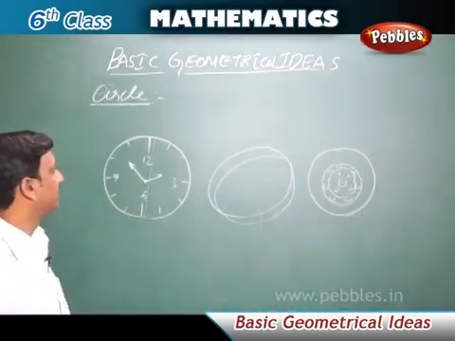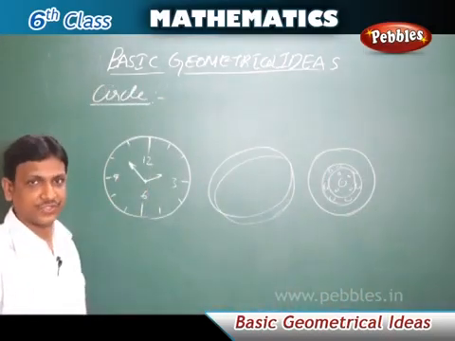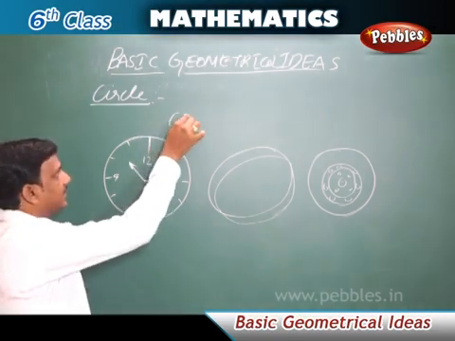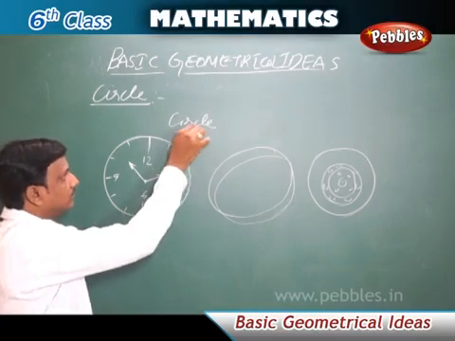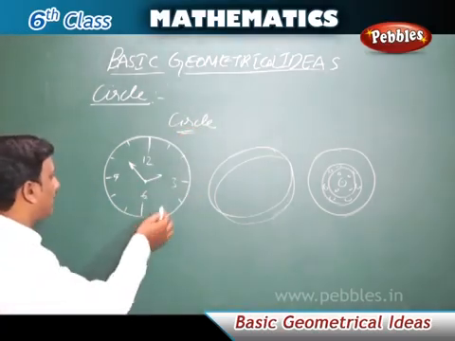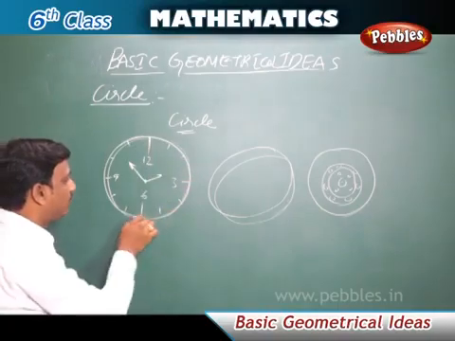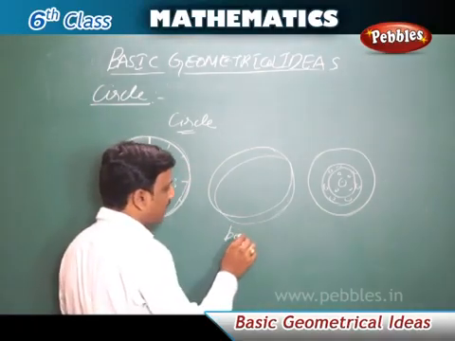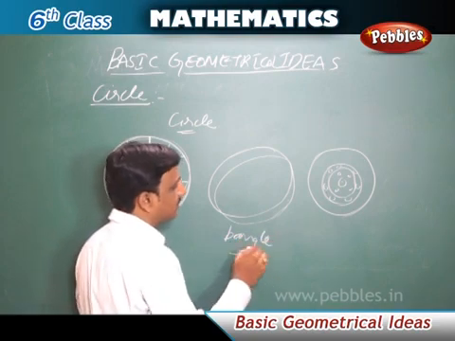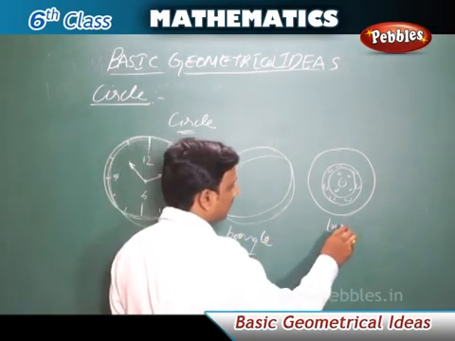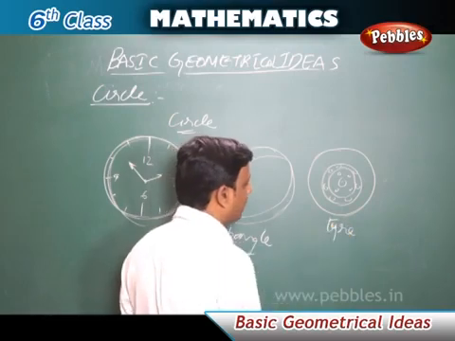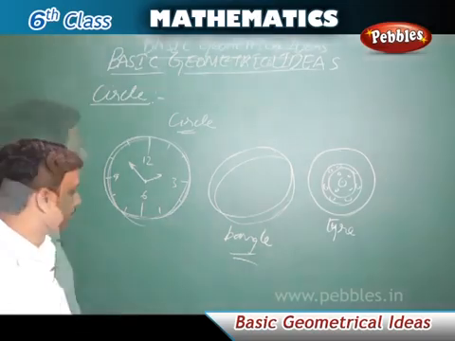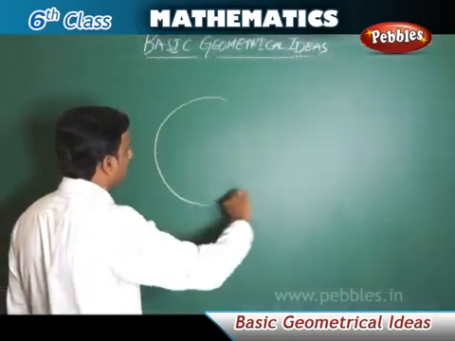In our daily life, we see different objects in round shape. We call this shape a circle. We see a clock which is in round shape. We call this shape a circle. Even a bangle is in circular shape. And even a tire, a bike tire or a bus tire, is also in a circular shape. Let us observe a cycle wheel.